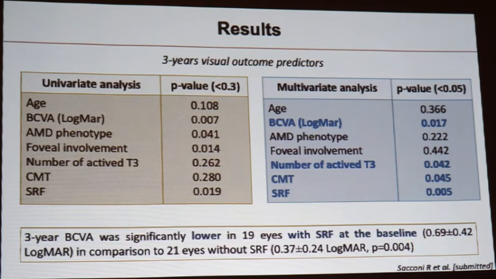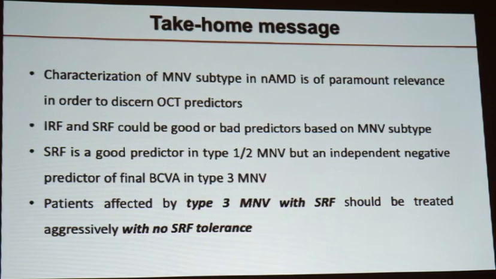So the take-home message of this study is that the characterization of the macular neovascularization is of paramount importance in the diagnosis and also in the follow-up and the prognosis of our patients. In fact, subretinal fluid is a good predictor only in type 1 and 2 macular neovascularization. On the other hand, it is an independent negative predictor of final best corrected visual acuity in type 3 macular neovascularization. So for this reason, patients affected by type 3 macular neovascularization with subretinal fluid should be treated aggressively, with no tolerance of subretinal fluid. And this is very important in your clinical practice.